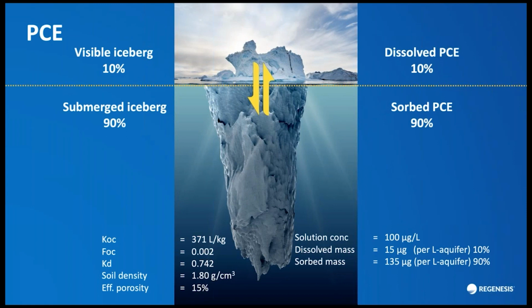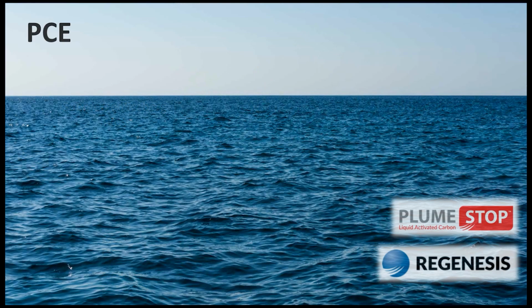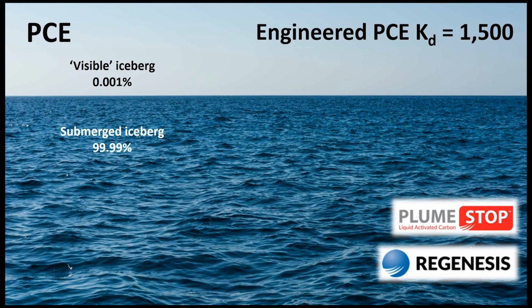So if we take 3 micrograms per litre of sorbed concentration, it's not going to go down by 3%. It's going to go down by 0.3% because of re-equilibration with the hidden mass. And that was under a normal system. If we're using something that is going to increase the KD, increase the sorption by 2 to 3 orders of magnitude, like PlumeForce, then suddenly pretty much all the mass is going to be invisible to us.